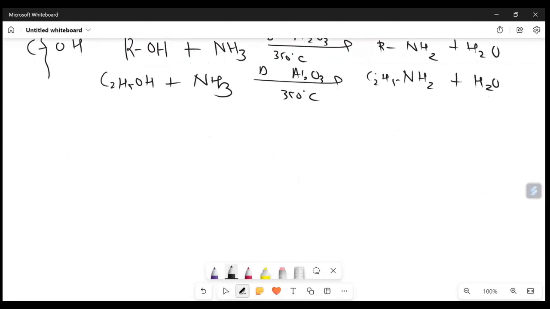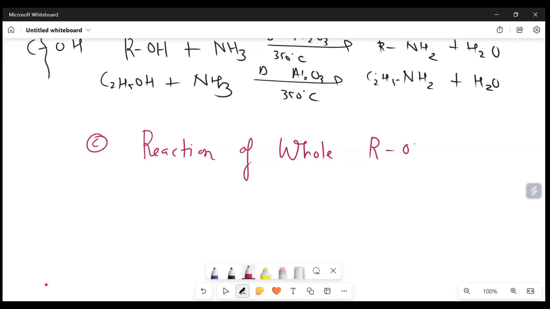Okay. The next reaction we are going to discuss, number 6, is the reaction of the whole ROH. First we have discussed the cleavage of the O-H bond, then the C-O bond, then the reaction of the whole ROH is the third part. In this we will start with dehydration.